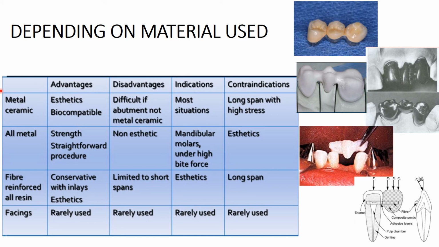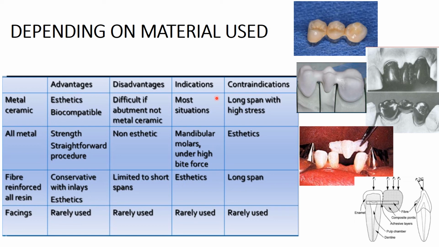So this metal ceramic is comparatively used in all types because all metal has the disadvantage that it cannot be used in the aesthetic area, and all ceramic has a disadvantage that the cost is very high, and because of this, the most commonly used type of material for the pontic is the metal ceramic. Now, the disadvantage is if the abutments or the retainers are not made up of metal ceramic, then you cannot go for metal ceramic for the pontics also. So you have to see that the retainers also are made up of metal ceramic.